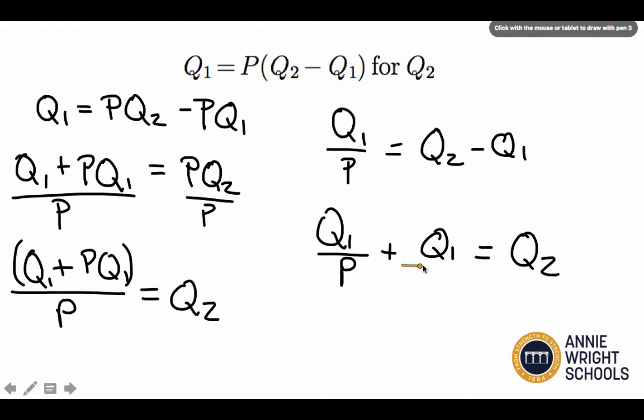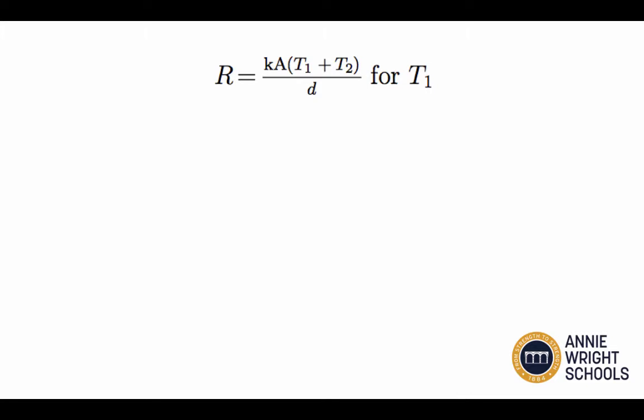You see here, if you get a common denominator, multiplying by P over P, do you see how you get the same one in the numerator? Q1 plus PQ1, all divided by P. All right, I know I went fast there, but I'm trying to save your time. So do me a favor and try this next one.